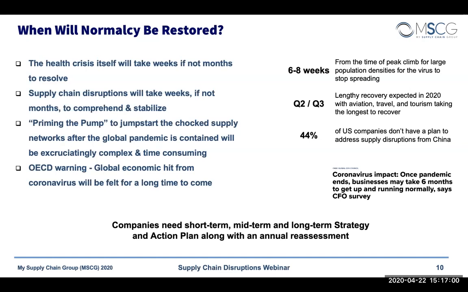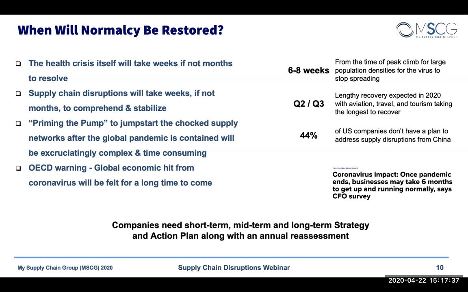And the reason for that is the priming of the pump to get the economy jump started, to remove the choke nodes of the supply networks, is going to be a very time consuming and excruciatingly complex thing to deal with. The Organization for Economic Cooperation and Development is warning that the global economic hit from this coronavirus pandemic is going to be felt for a long time, for multiple quarters, possibly a couple of years or longer, for all of us to recover from.